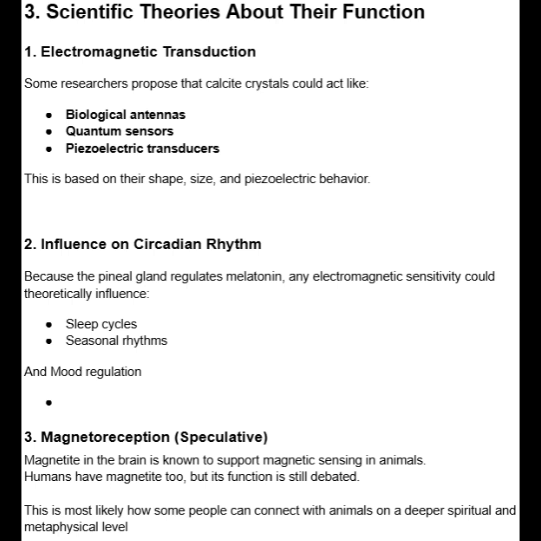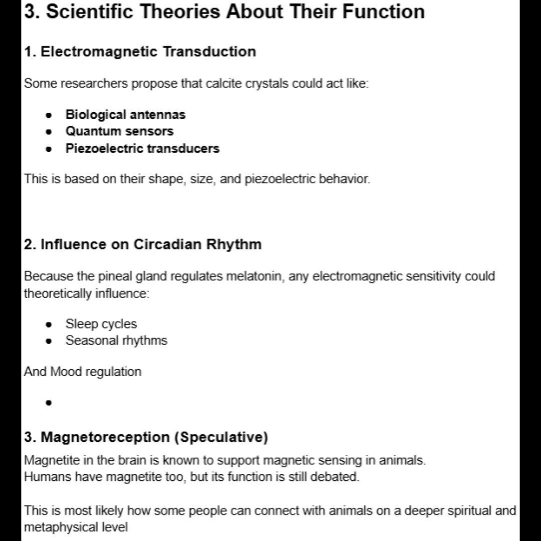1. Electromagnetic transduction. Some researchers propose that calcite crystals could act like biological antennas, quantum sensors, piezoelectric transducers. This is based on their shape, size, and piezoelectric behavior. 2. Influence on circadian rhythm. Because the pineal gland regulates melatonin, any electromagnetic sensitivity could theoretically influence sleep cycles, seasonal rhythms, and mood regulation.